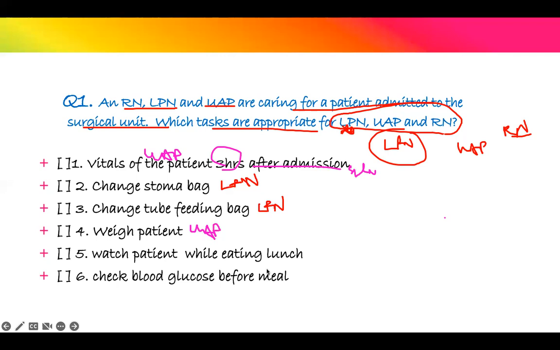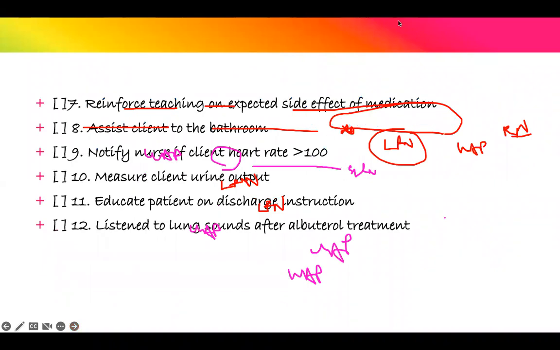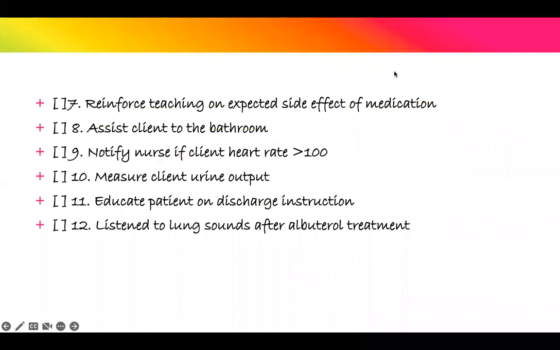Watch patient while eating lunch. Patient eating lunch, I'm standing there. I'm not doing anything. I'm not thinking. It's a UAP staff. Check blood glucose before the patient eats. Who checks vitals? Blood glucose is part of the vitals. So UAP. They're not making any assessment. They're just checking the sugar when the patient is eating.